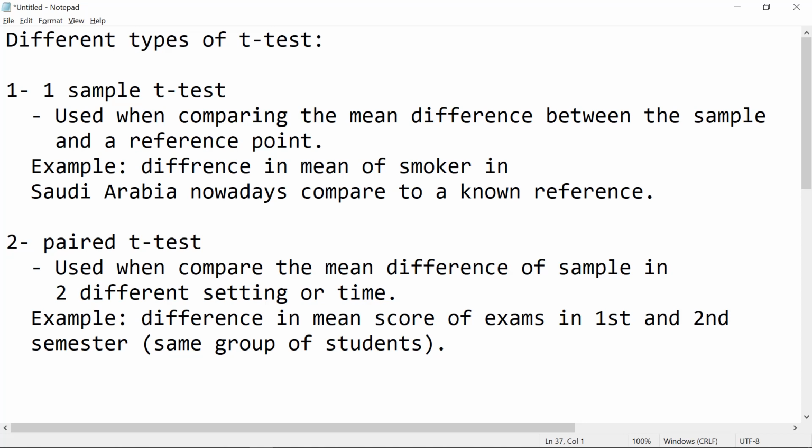The second one is paired t-test. We use it when we are comparing the mean difference of a sample in two different settings or times. For example, if you have a group of students and you want to compare the difference in mean of their exam scores in the first and second semester, this will be the case. Please note that we have to compare the same group of students.